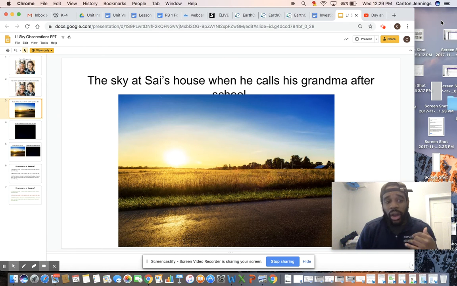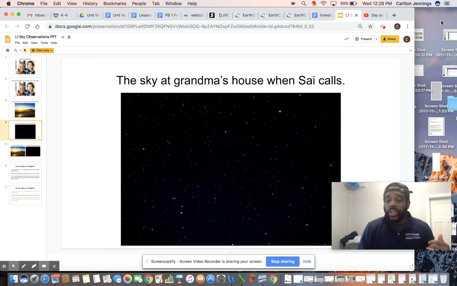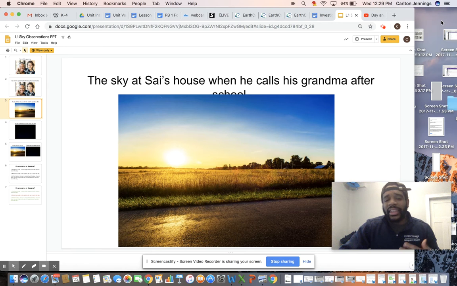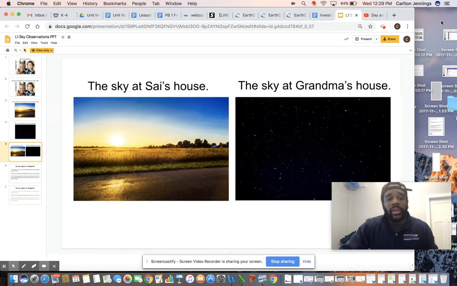So this is when Sai calls his grandmother. When he calls his grandmother, this is his sky, but his grandmother's sky looks like this. Do we see any sunlight inside his grandmother's sky? No, we see the stars in her sky. So we're figuring out, why does she see the stars and it's dark while Sai sees the daytime or the sun setting when he calls his grandmother. These are side by side. This is Sai's sky on the left and Sai's grandmother's sky on the right. And we see that there's a difference between the two.